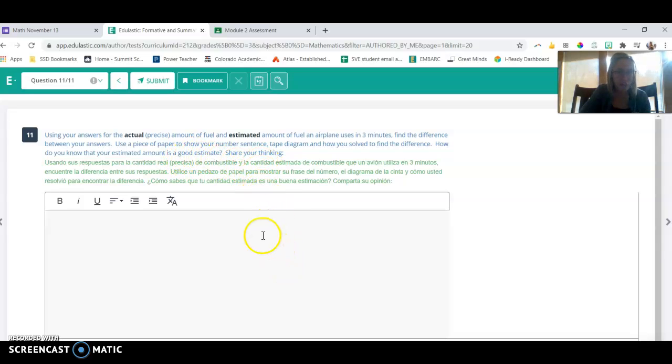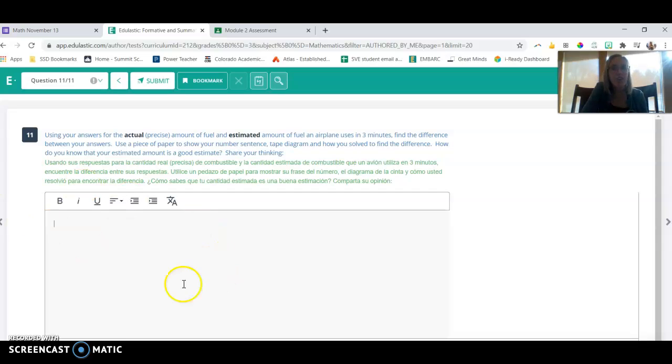Share your thinking. So right here, you're going to tell me the difference. What is the difference between the two? And then you need to tell me how you knew your estimate was a good estimate. Was your difference really big? Was it really small? You tell me.